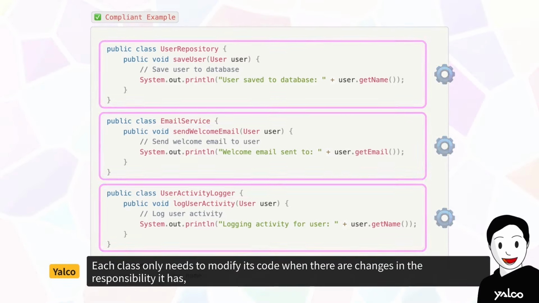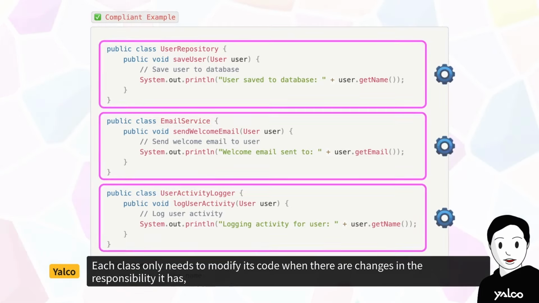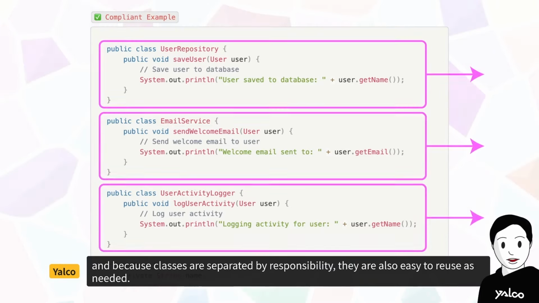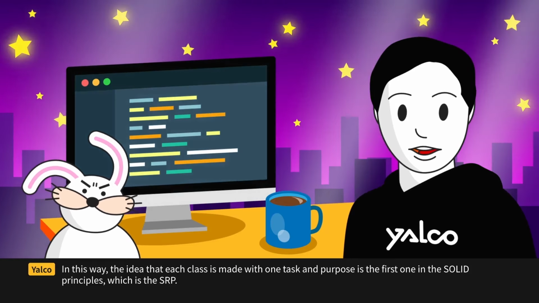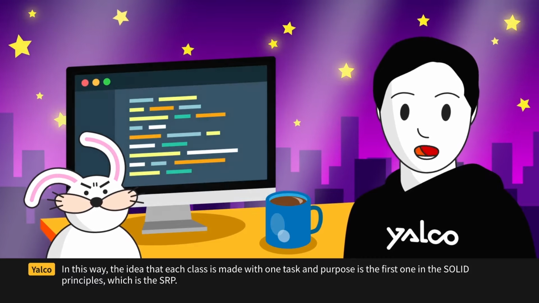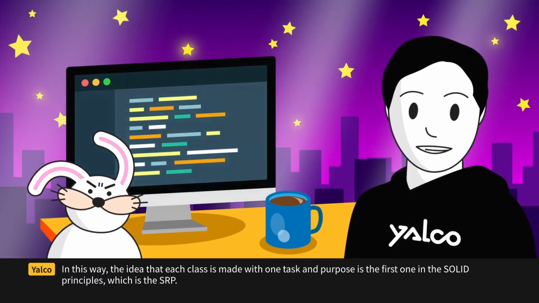Each class only needs to modify its code when there are changes in the responsibility it has. And because classes are separated by responsibility, they are also easy to reuse as needed. In this way, the idea that each class is made with one task and purpose is the first one in the SOLID principles, which is the SRP.